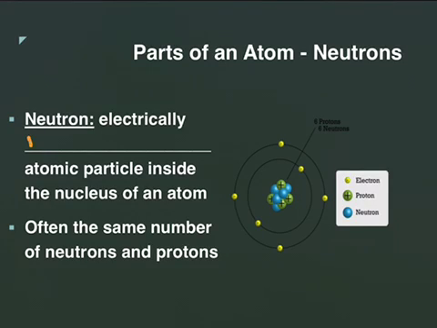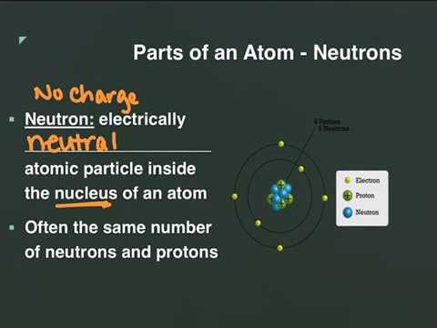Neutrons are electrically neutral, or they have no charge. Again, they're also located inside the nucleus. Oftentimes, there are the same number of neutrons as protons.